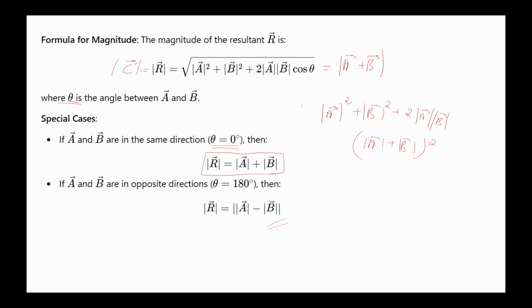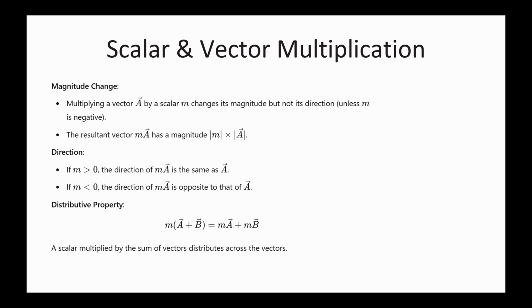Now one more thing that you must remember: let's say if my theta comes out to be 90 degrees, that means my two vectors are at 90 degrees to each other. That means this portion would become 0, so I would be just left with a vector mod square plus b vector mod square.